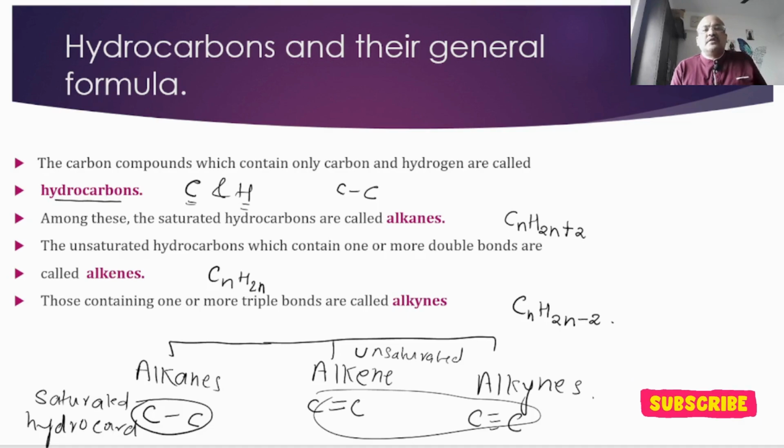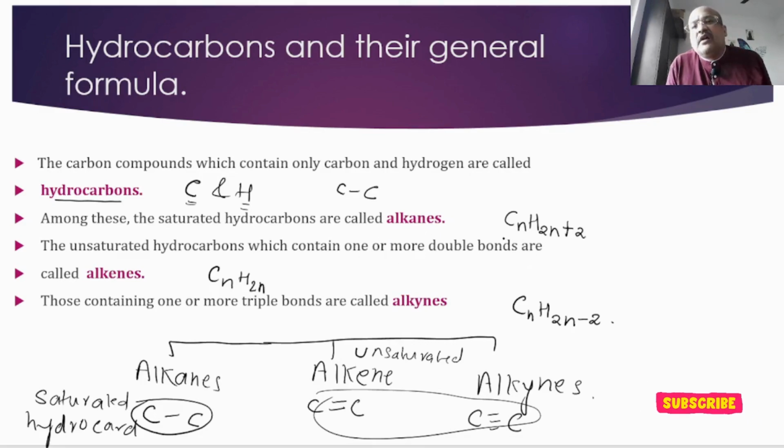What happens in saturated hydrocarbons? Here the reaction tendency is very less. Here you will see that the reactions will be at a higher rate. These reactions we are going to see in our further classes. So what we need to remember is that we have alkanes, alkenes and alkynes, which come under hydrocarbons. Now let us see the general formula for alkanes.